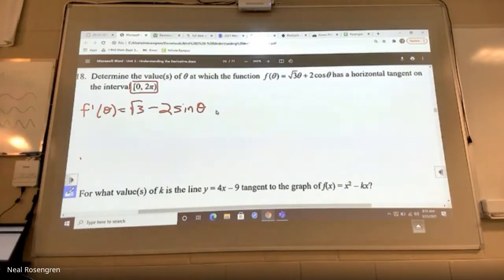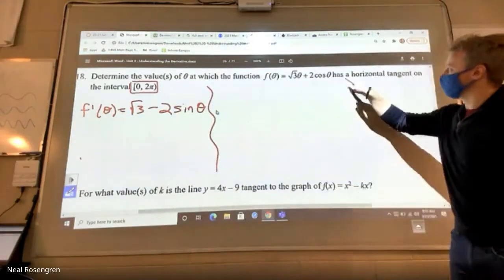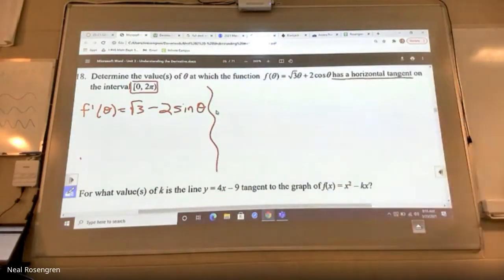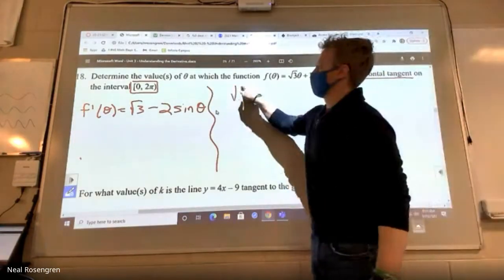All right. If they said, hey, find the derivative, then we'd be done. But they're asking us to find all those spots that have a horizontal tangent. So what should we set it equal to? Zero. Always. Good.